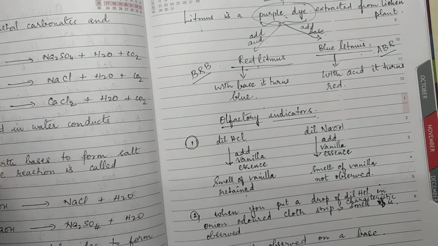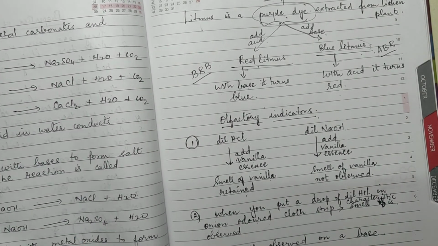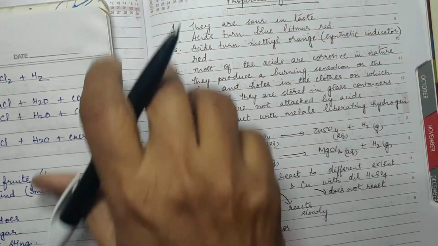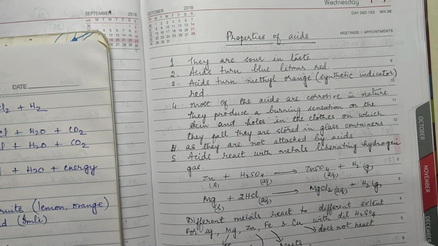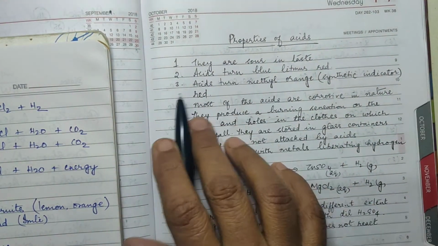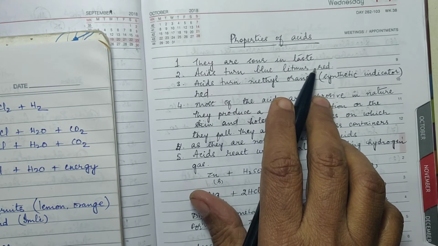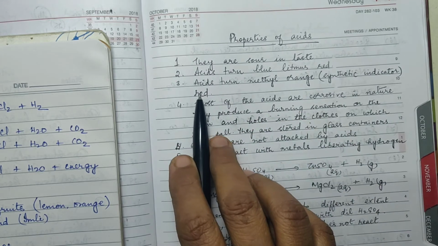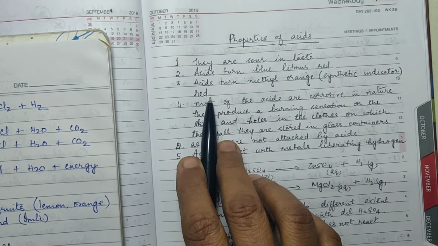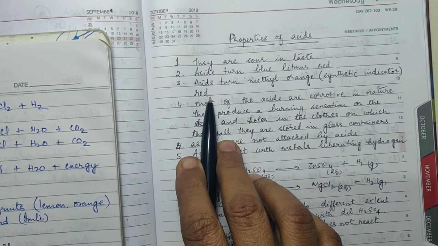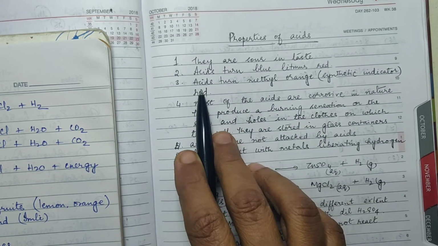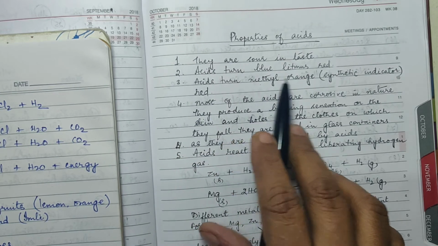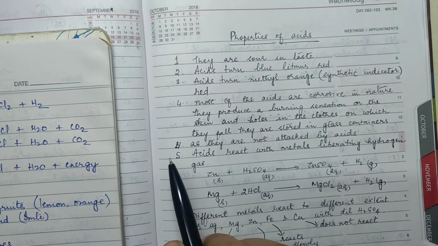Now we are going to see the properties of acids. What are the properties of acids? Acids are sour in taste. These things are not new to you, you know it already. Acids turn blue litmus red. Acids turn methyl orange red. Yes, if you add a few drops of methyl orange to a sample of acid, it will turn red. You know methyl orange is a synthetic indicator.